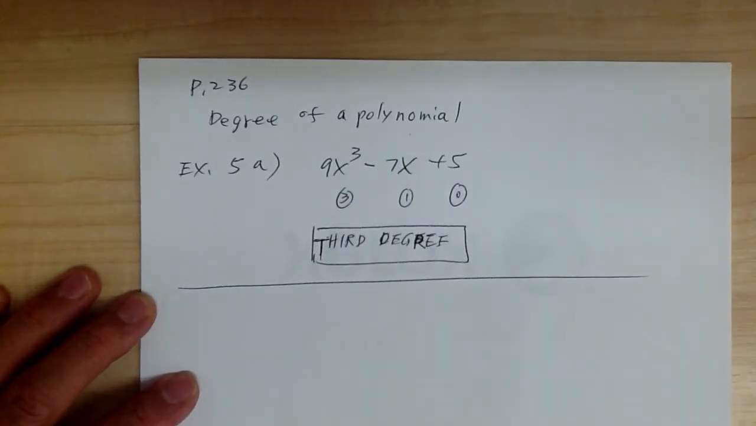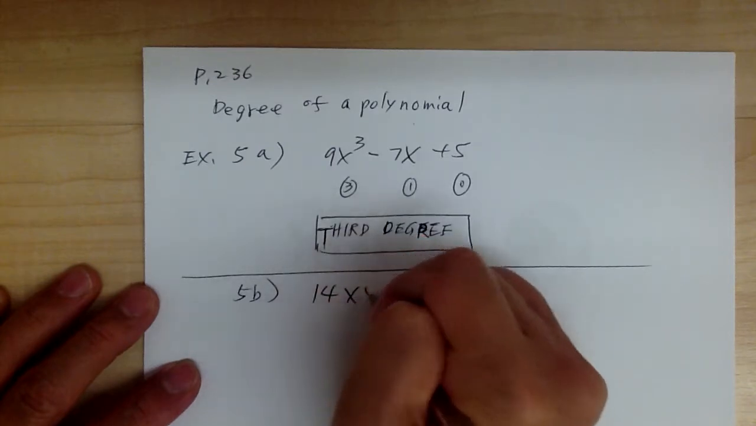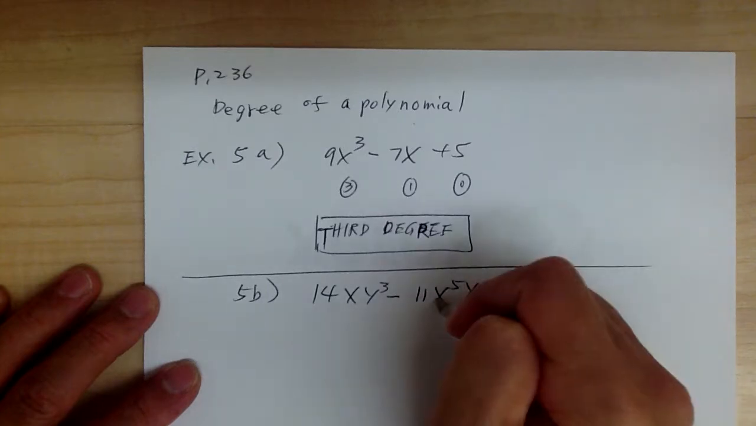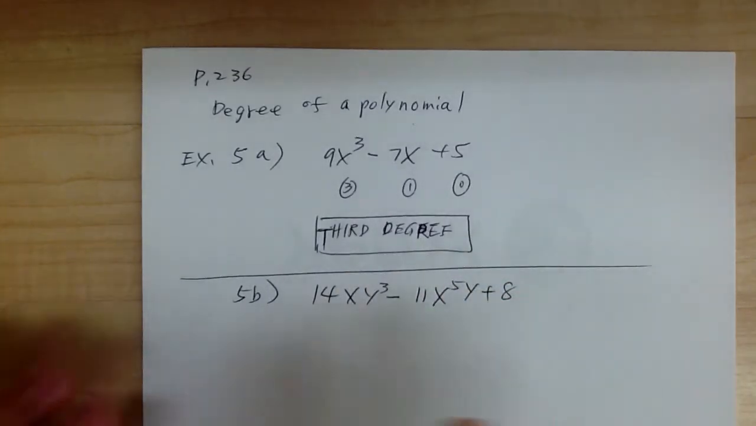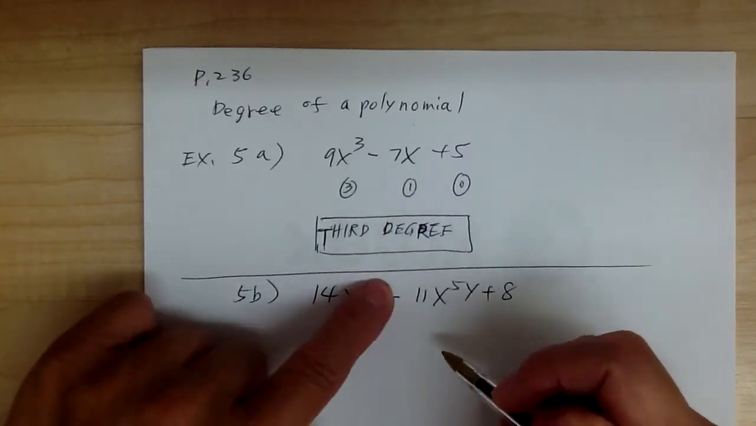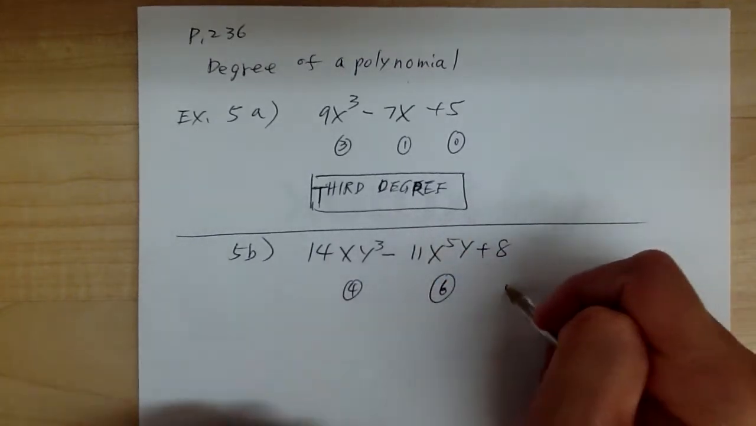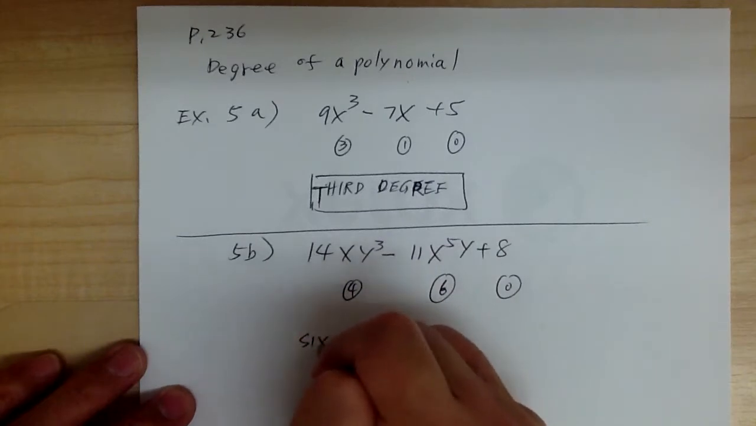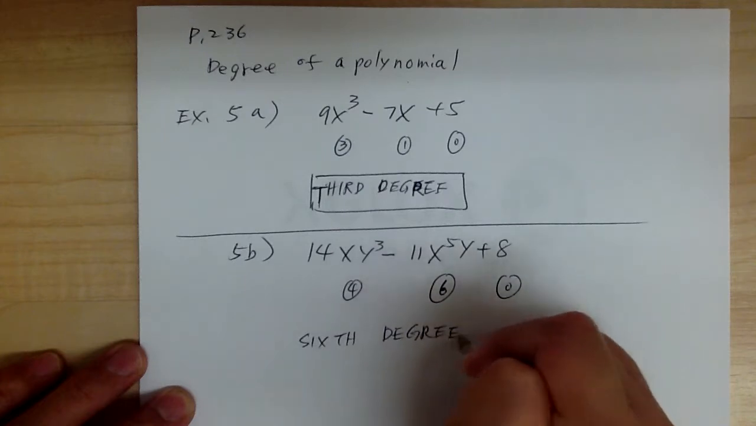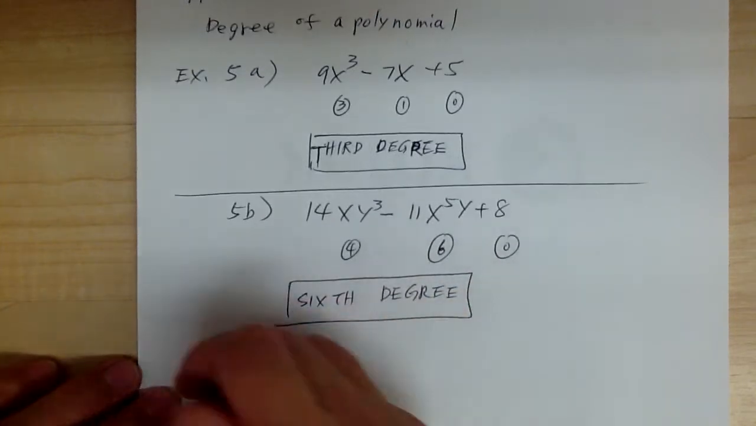Okay, let's go to B. You have 14xy to the 3 minus 11x to the 5y plus 8. So for the entire polynomial, you have to figure each individual one first. So this one is 4, right? You got 1 and 3, so this is 4. This is 5 and 1, so this is 6. And this one is 0. So this one is the 6th degree. So this polynomial is 6th degree.